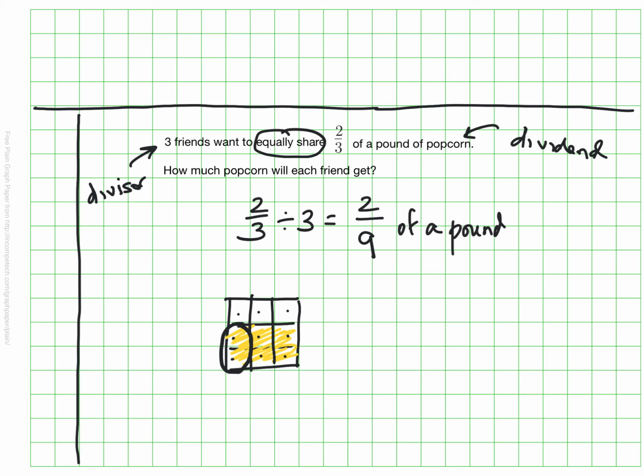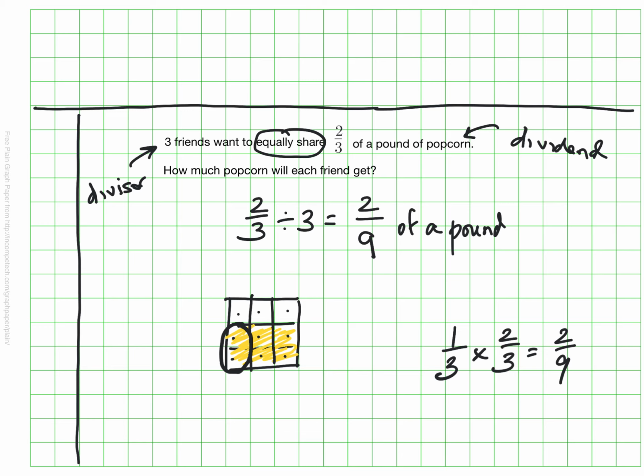And of course, that's 2/9 of the pound that they had to start. And you might be noticing something, right? You might notice that this model looks a lot like our brownie pan model that we used for multiplication. And in fact, you are sharing the popcorn into 3 equal parts. So each student is getting 1/3 of the 2/3 of a pound. And of course, we know that is 2/9. So there is a connection here between these 2 things that we're working with. And you'll always want to keep that connection in mind as we continue working with dividing fractions.